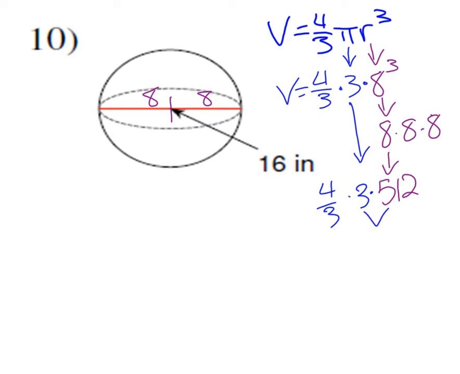If we take 3 times 512, this is just a matter of calculations. It's just 1,536. The second part kids are going to mess up on is right here. We have 4/3 times this number. The simplest way to do this is to say, what is 4 times 1536? So we're going to do that first.